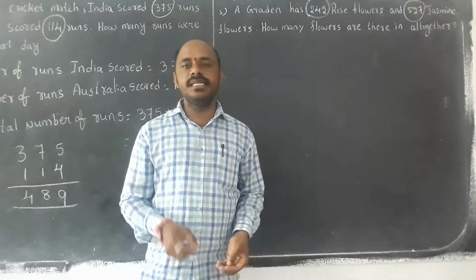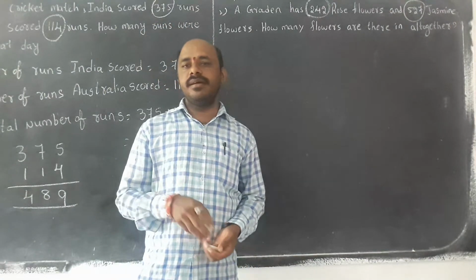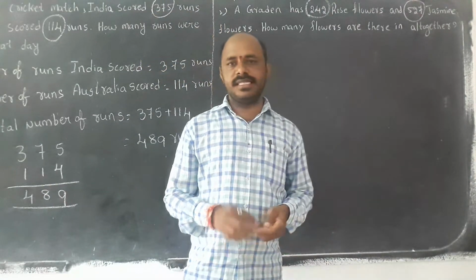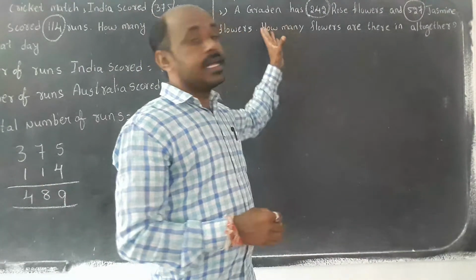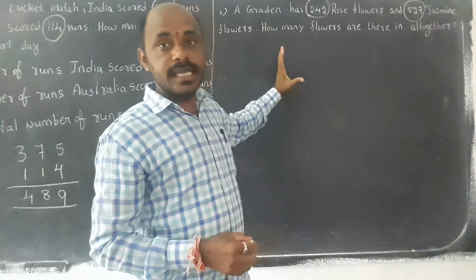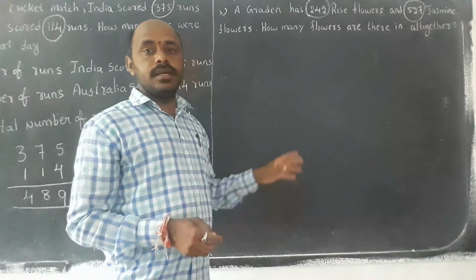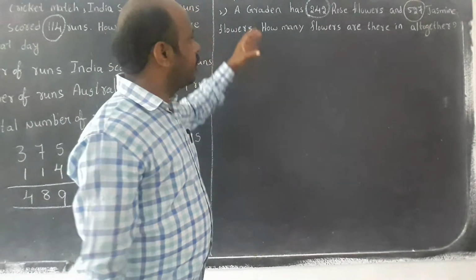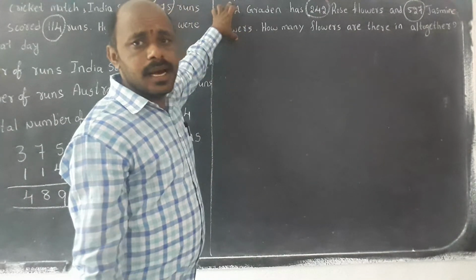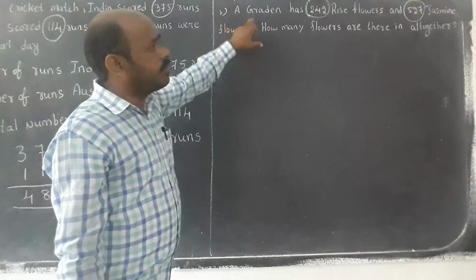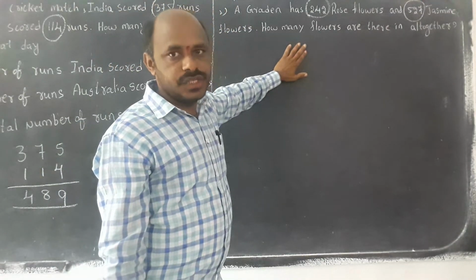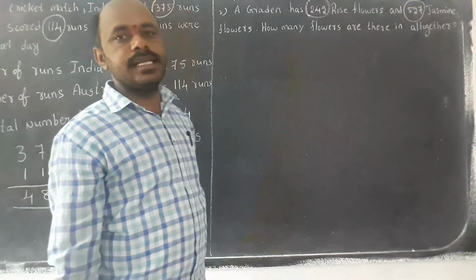In a classroom we can't bring rose flowers or jasmine flowers and count them singly. That's why the importance of story sums is that only. Together means we will do addition. We already read the story sum, and to conclude we have to do addition. Now we have to write the statements.